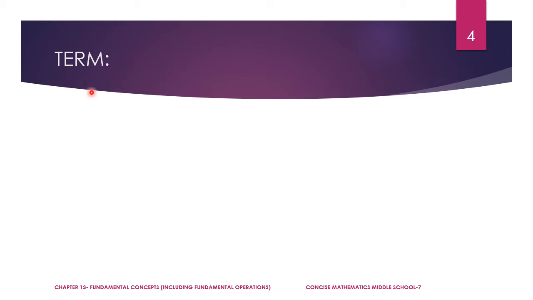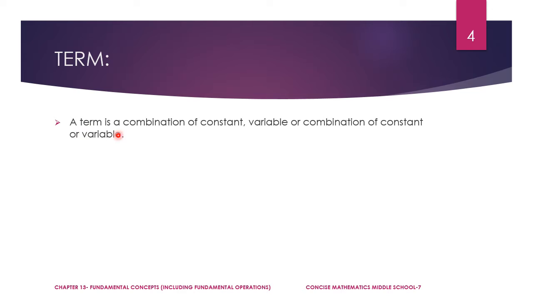Next, move on to term. A term is a combination of constant and variable. A term is nothing but a combination. It means that you will have a variable or a constant or both. It may have both of them. So let's take an example for a clear idea.